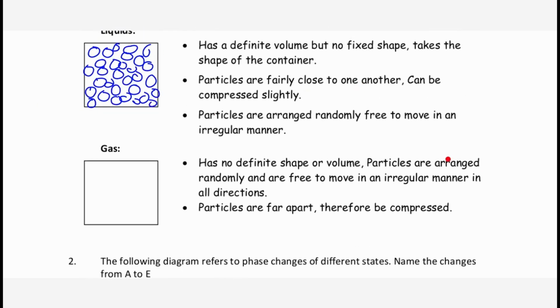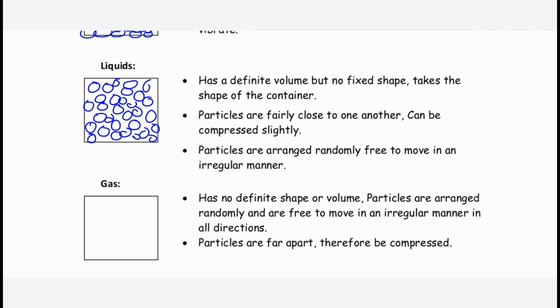As for gases, they don't have a definite shape or volume at all. You can notice the particles are much farther apart. They can freely move and can be easily compressed, because there is huge space between the particles. These particles are arranged in an irregular manner, and they are free to move throughout. These are the 3 states of matter and how they are interchanged.